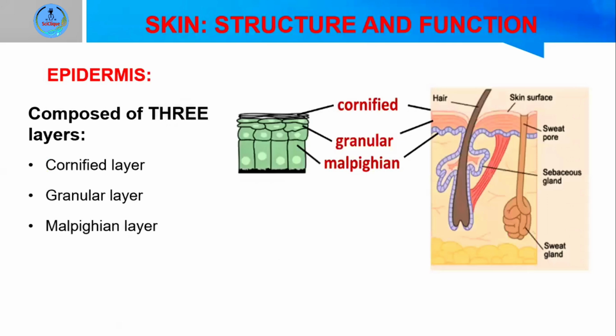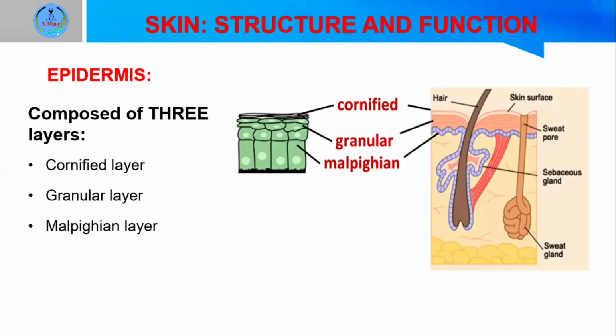As stated, the epidermis is the upper layer of the skin. This also consists of three layers, okay? We have the cornified layer, the granular layer, and the Malpighian layer. The cornified layer is the uppermost layer of the epidermis, the granular layer is the middle layer, and the Malpighian layer is the innermost layer. Now let us start with the cornified layer.